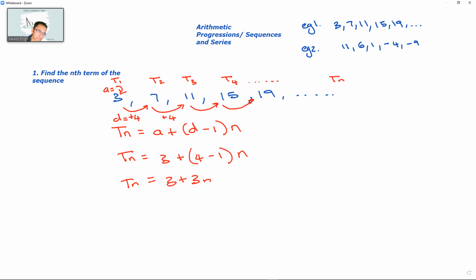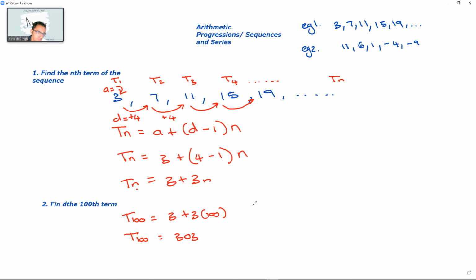Okay. The next question they say, now that you have that, find the 100th term. So in this case, you would basically find T100. That's what they want you to find. So you say T100 is equal to 3 plus 3, and replace n with 100. You can see they correspond, the n and the n. And T100, or term 100, the 100th term, will be 303.